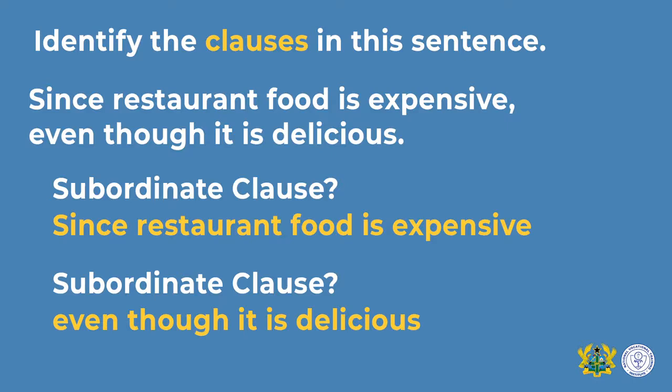Let us look at the sentence again. Since restaurant food is expensive, even though it is delicious. I am sure you are asking yourself, and so what? You are waiting for more information to be added. Yes. This is not a sentence. It is not expressing a complete thought. It contains two subordinate clauses and is not depending on any other to make sense.